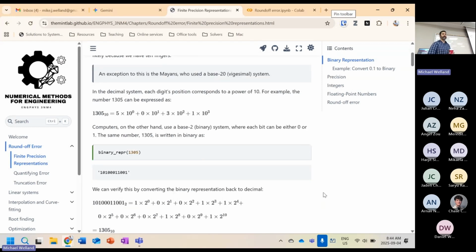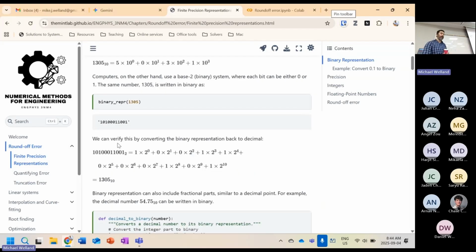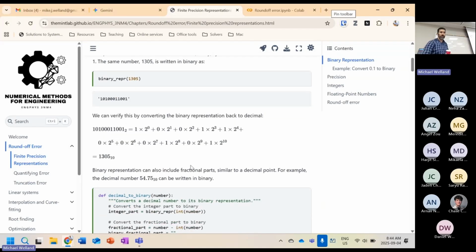Great. Computers use base 2, binary, where each bit can either be a 0 or a 1, right? So the same number is written as something that looks like that. And if you wanted to convert it back, you would repeat that procedure, right? You go 1 times 2 to the power of 0, which is 1, and so on, and lo and behold, you get back 1305 in base 10 representation. Some people will use a subscript here, 2 or 10, to denote the base. It's especially frequent in logarithms, right? Logarithms are all about this base conversion stuff, so you'll see that a lot.